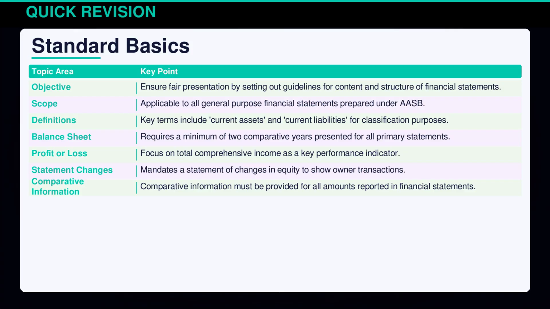AASB 101's objective is to ensure fair presentation by setting guidelines for the structure of financial statements. It applies to all general-purpose financial statements under AASB. Definitions like current assets and liabilities play a crucial role in classification. At least 2 comparative years must be presented. Total comprehensive income is a key performance metric. Essential changes in equity must be shown, and comparative info is mandatory for all reported amounts.